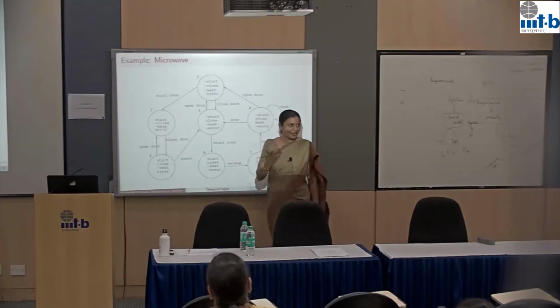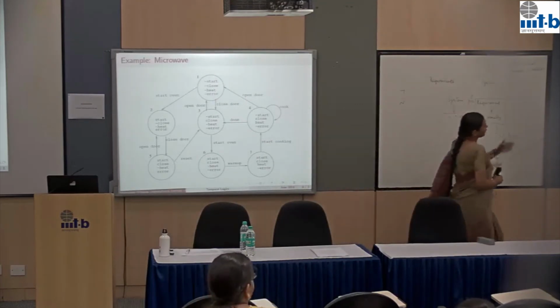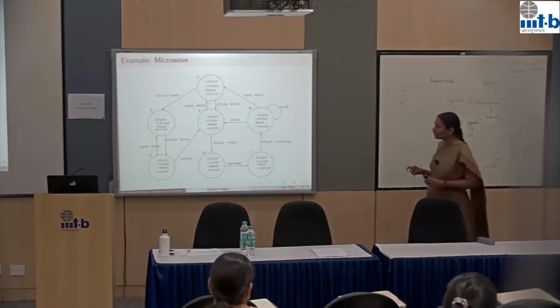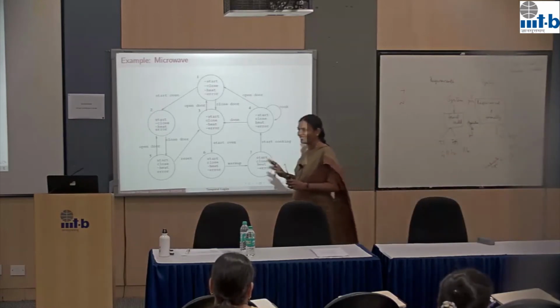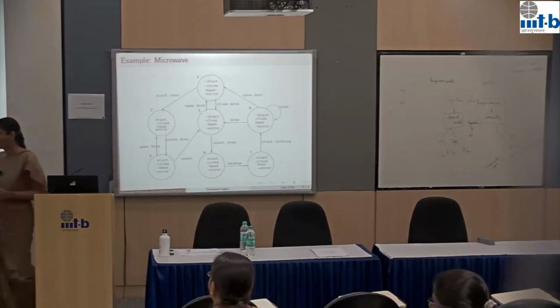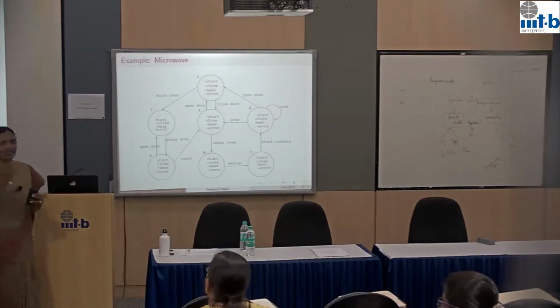So this is an abstraction of the behavior of a microwave. This is a transition system for us. And suppose we want to show that this microwave is working correctly, just as a small case study. So this is the system for us. And what could be a requirement to show correctness?